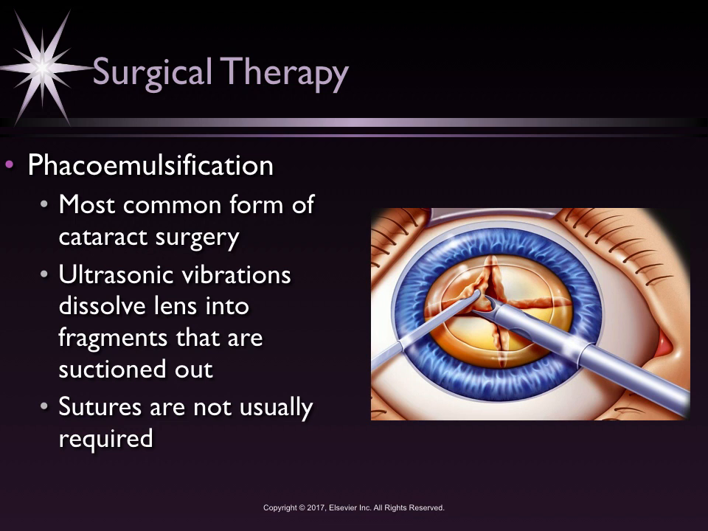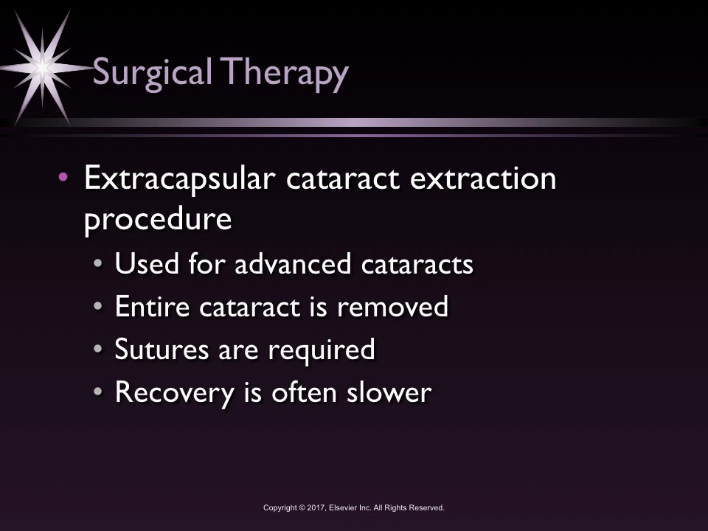So this is phacoemulsification. It's the most common form of cataract surgery. We talked about how the ultrasonic vibrations dissolve the lens. And usually you don't need sutures with this type of procedure. The extracapsular cataract extraction is used for advanced cataracts, where the entire cataract is removed. Sutures are required for it, and recovery is usually a little bit slower.